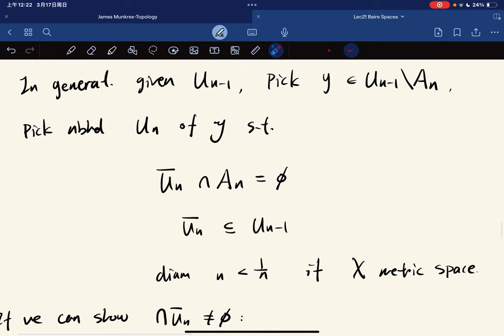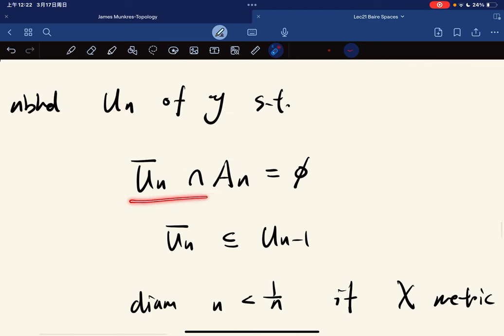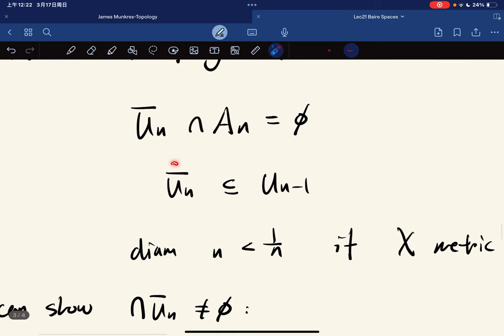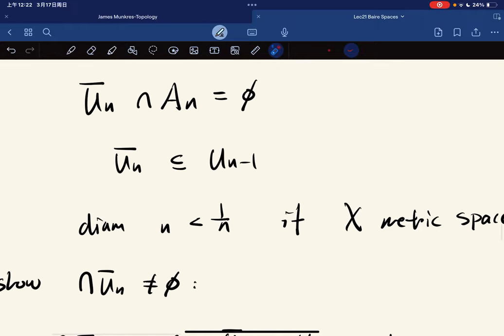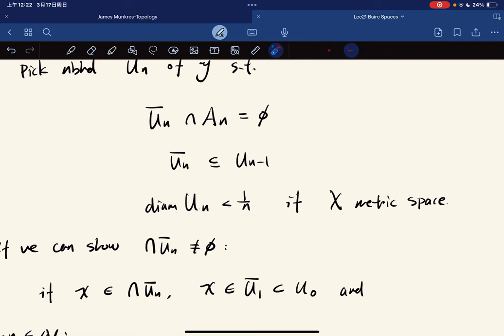So again, we can pick a closed neighborhood U_n of y such that the closure is in the set A_n, and it's containing U_n as well. Moreover, we want the diameter of U_n to be less than 1 over n, when X is a metric space. So you can see that we want this to go to 0 in some sense, right?